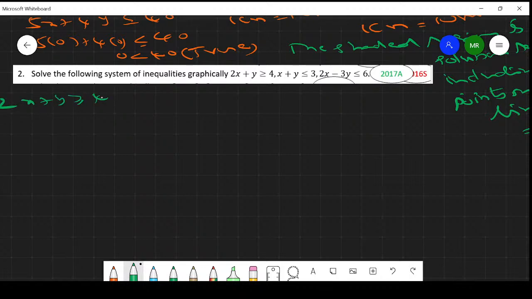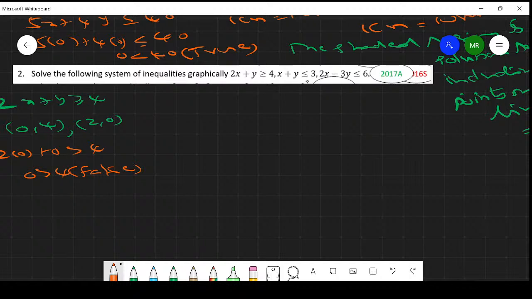So what are the points on this I can consider? When x equal to 0, y value is 4, so the point 0, 4. When y equal to 0, x will be 2, so 2, 0. These are the points on the line. And verify with the origin. For any inequality, verify the origin, because the upper half or lower half will be decided by the origin. Substitute the origin in this: 2 into 0 plus 0 greater than or equal to 4. 0 greater than 4 is false. That means the other side of the origin.